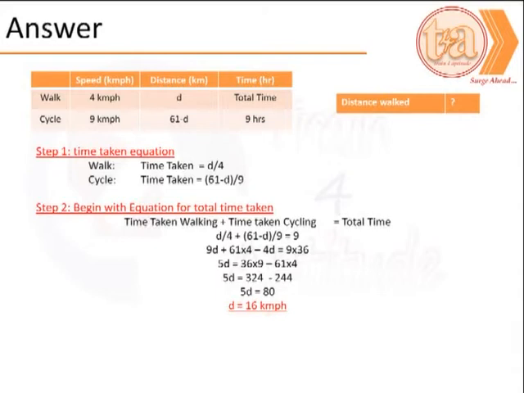We next frame the equation for the total time taken as the sum of the time taken walking and the time taken cycling. The total time, that is 9, is equal to d by 4 plus (61 minus d) by 9. On solving for d, we find the answer as 16 kilometers.